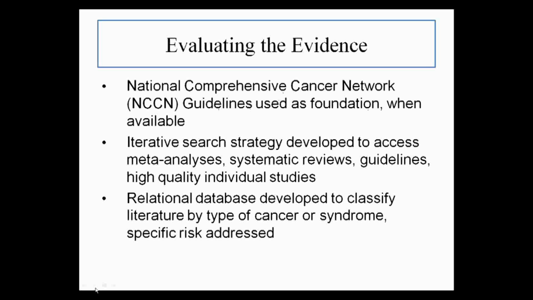So evaluating the evidence, we decided that we'd really like to use something that exists if possible, and so we have decided to use the National Comprehensive Cancer Network guidelines, NCCN guidelines, as our foundation when they're available. We supplement that with an iterative search strategy that looks for things like meta-analyses and systematic reviews first, guidelines, and then certainly we consider some high-quality individual studies. And then we've developed this relational database to classify our literature by the type of cancer, the type of syndrome, because we really needed to keep track of it in a better way.